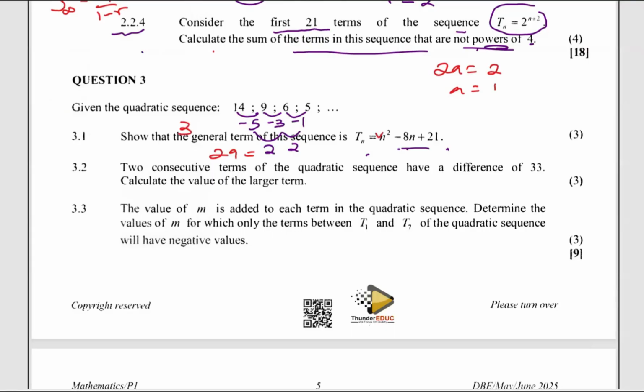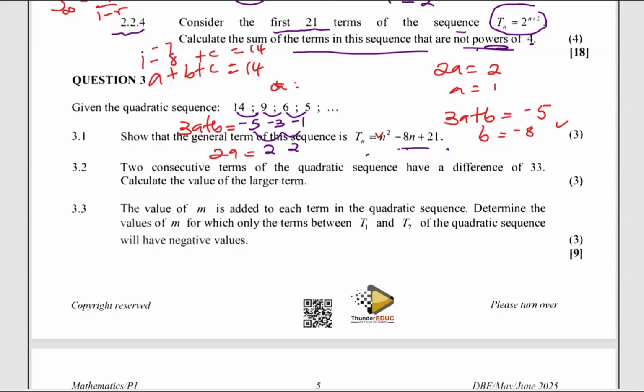And then our 3a plus b should be equated to the -5. And so 3a plus b is -5. But then if our a is 1, we move it that side, meaning that b is going to be -8. So if b is -8, then we know that a plus b plus c must be equivalent to the first term, which is 14. Now our a is 1, our b is -8, plus c should give us 14. So this is going to be -7. You move it that side, you get our c as 21.